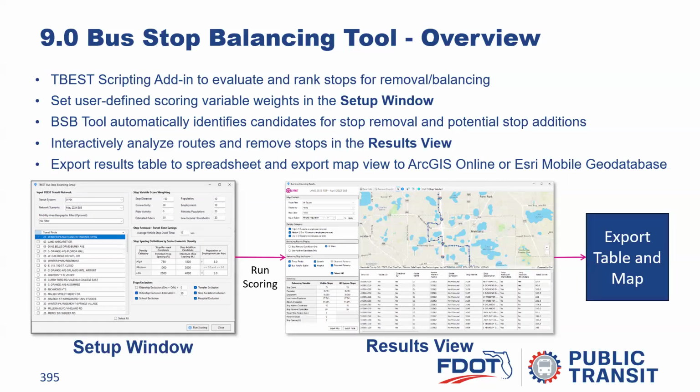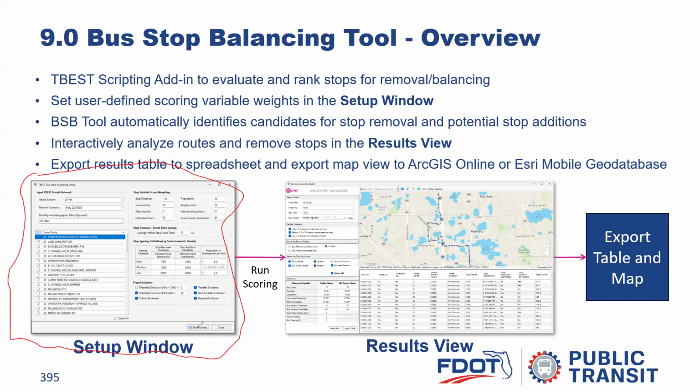There's a whole componentry to that we'll roll through, but basically the user sets defined scoring variable weights in the setup window. So this is the setup window here. And you define all of your inputs to the bus stop balancing, including the routes that you want to balance, the weighting of the variable scores, and then some other policy parameters we'll go through in a minute.